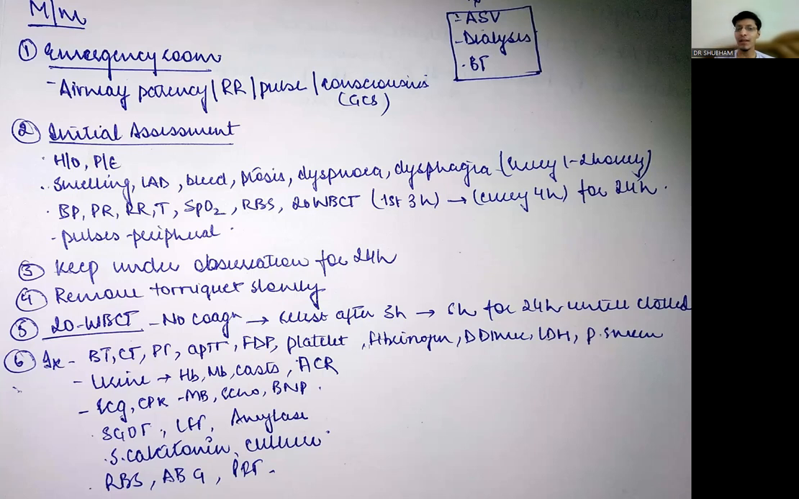Then you have to watch for swelling, lymphadenopathy, bleeding, and neuroparalytic symptoms like ptosis, dysarthria, dysphagia, dyspnea, every 1 to 2 hours. Then you have to monitor vital signs, BP, pulse rate, temperature, SpO2, RBS, whole blood clotting time, and also all the peripheral pulses. Even if the patient is asymptomatic, keep him under observation for 24 hours.